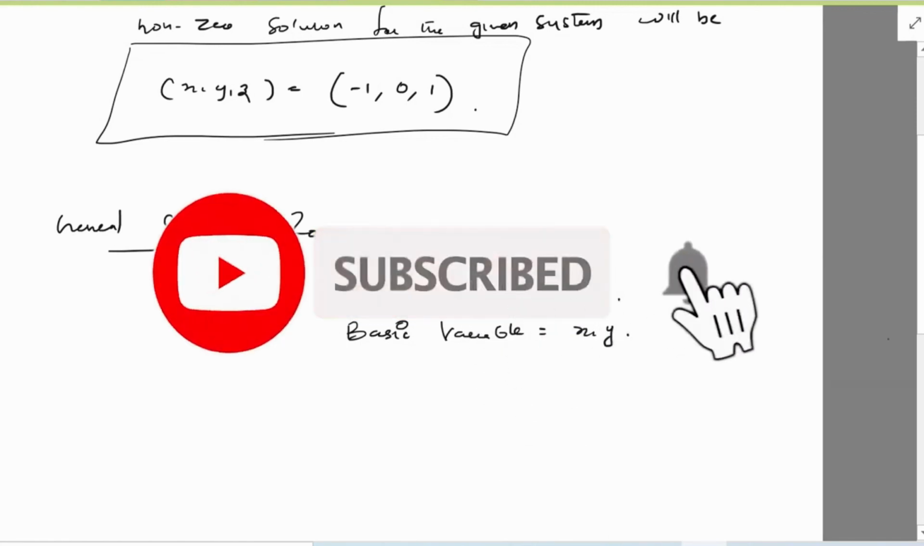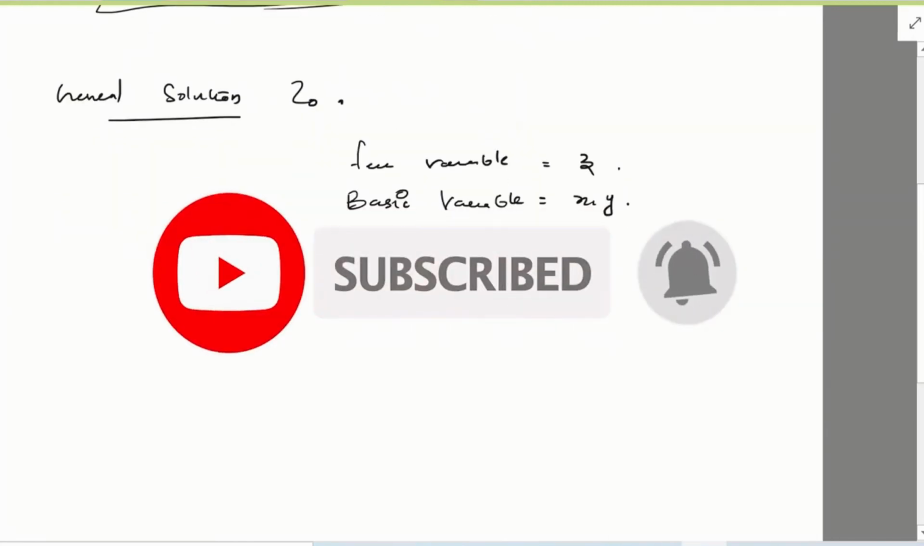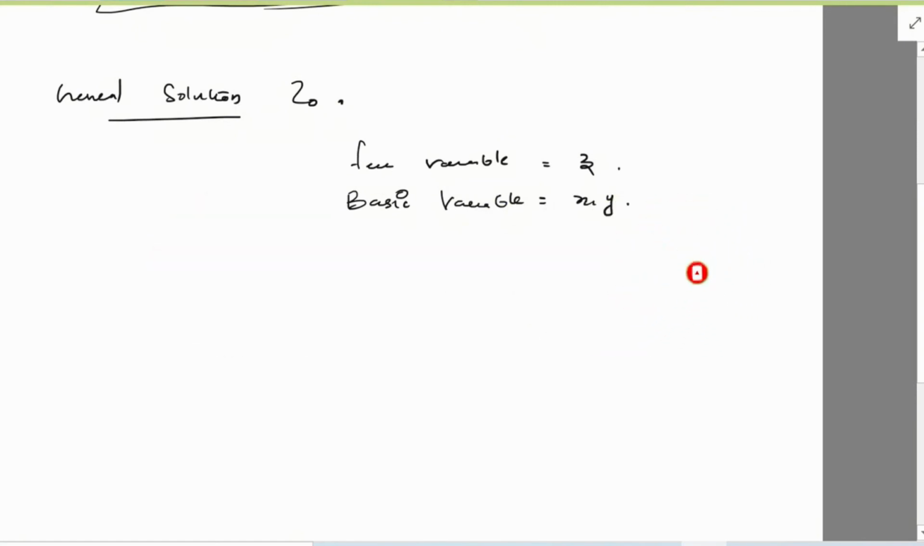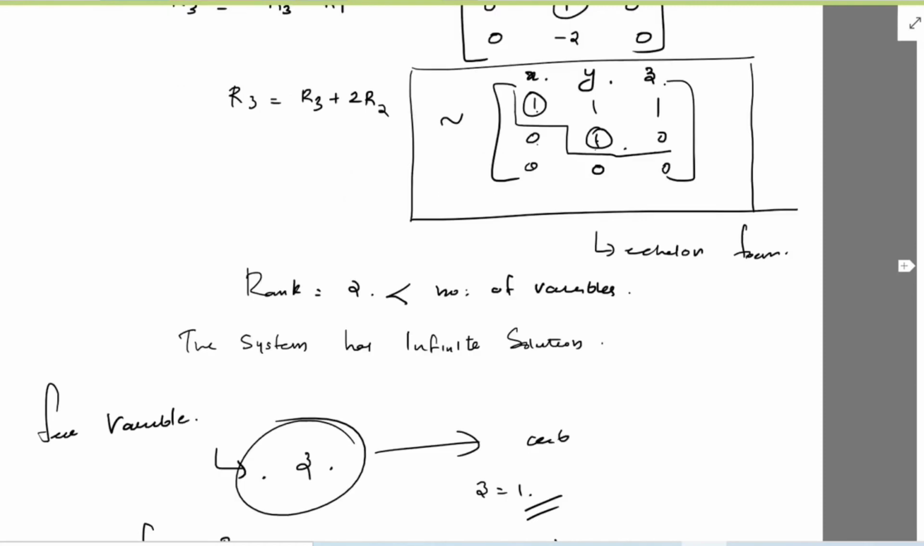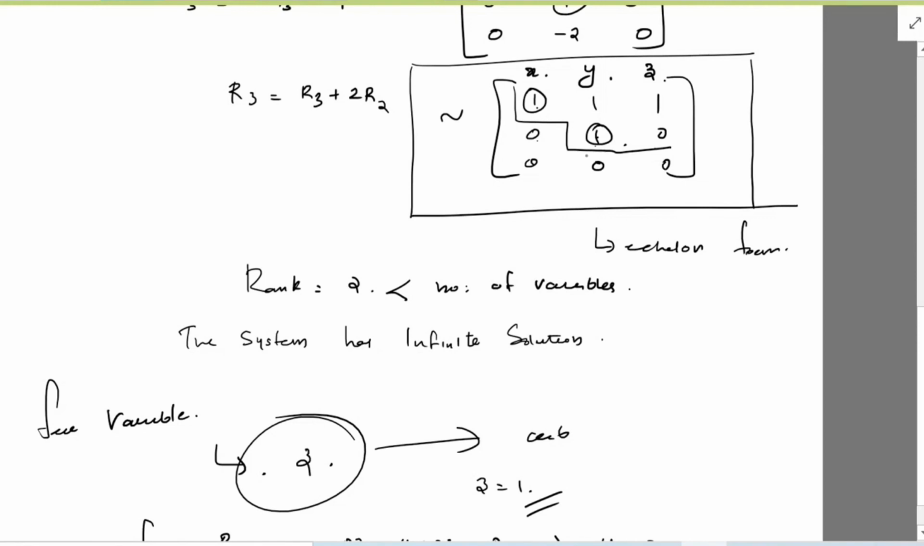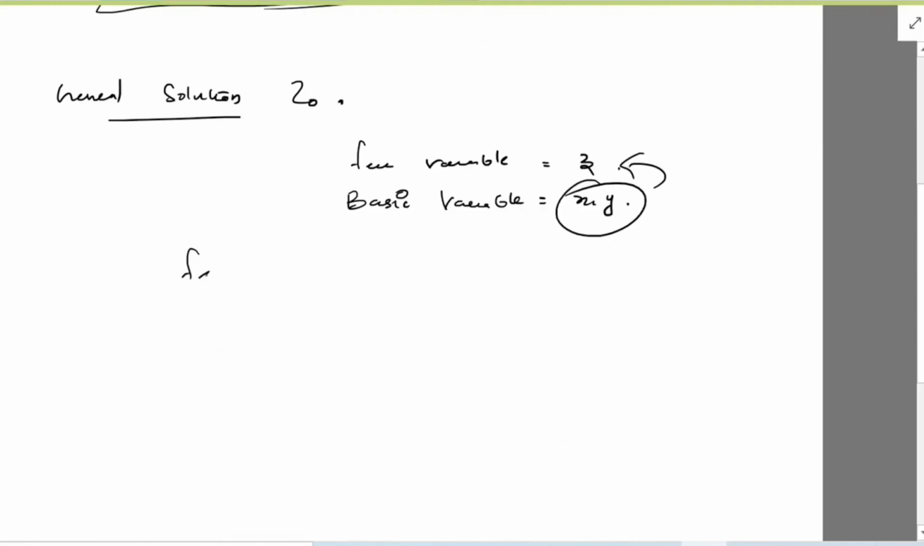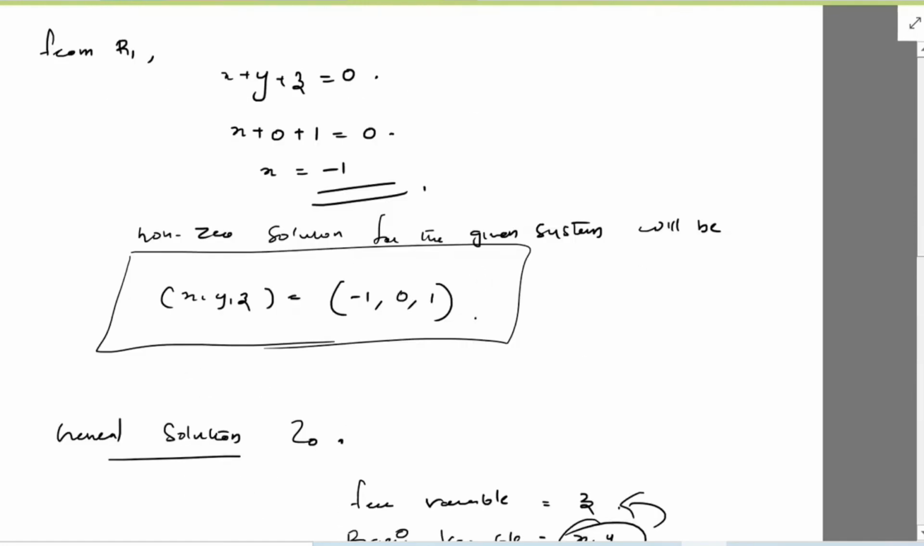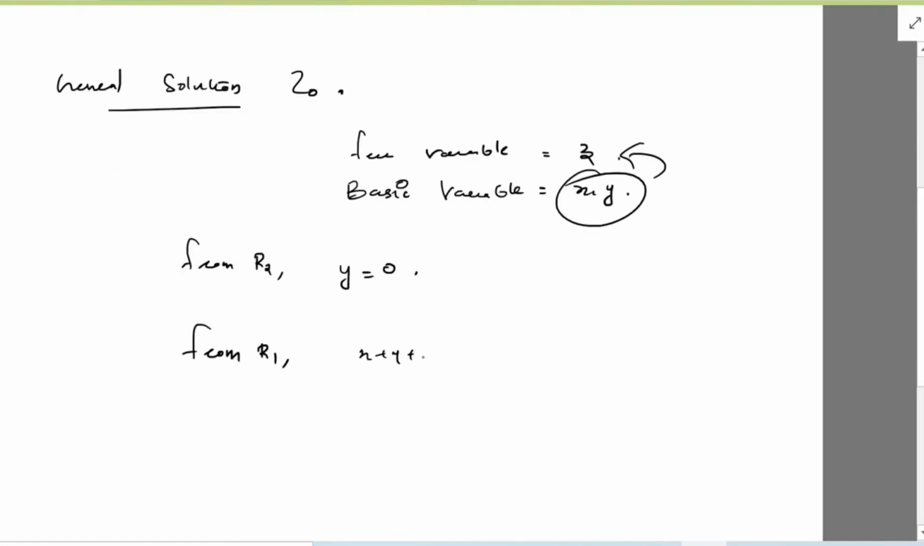To find the general solution, we will express the basic variables in terms of the free variable using the echelon form. So look at the echelon form. From R2, what is the equation? The equation is nothing but y equal to 0. So we can't change y. y is always 0. So move on to R1. From R1, what is the equation? x plus y plus z equal to 0.